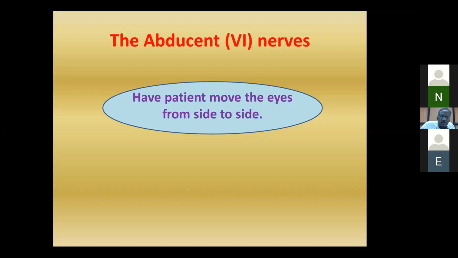Sixth nerve is nothing but it will be causing lateral movement of the eyeball. So we must sit in front of the patient and ask them to move their eyes laterally. If the patient is able to do it, no problem. If the patient is not able to do it, that indicates sixth nerve abnormality.